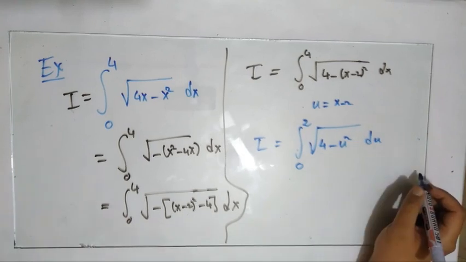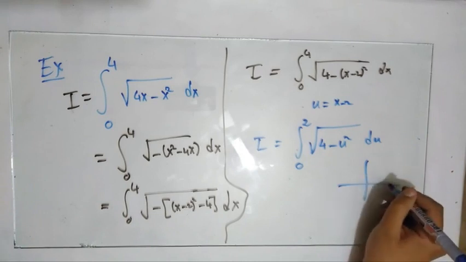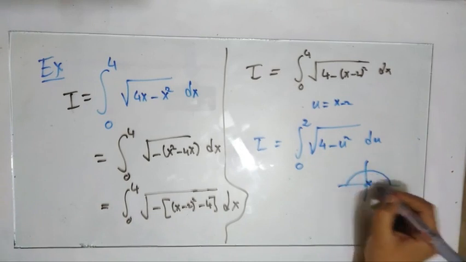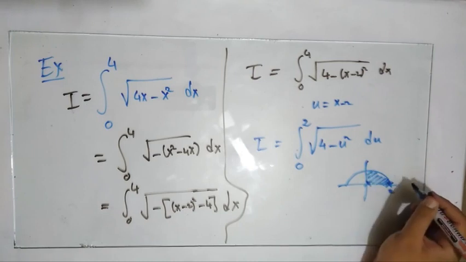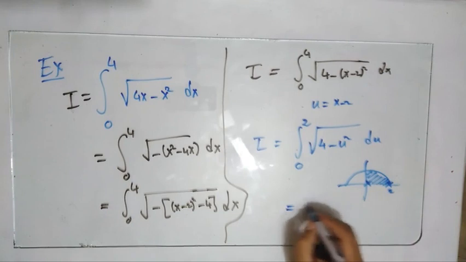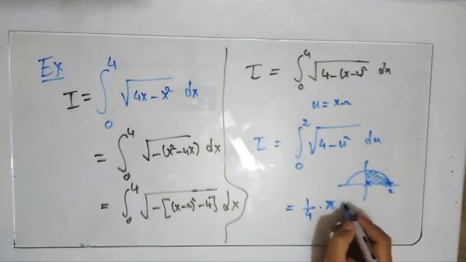So it will be the area of a quarter of a circle. If you graph it, you will have this semicircle, and then you're talking from 0 to 2. So you're talking about this area. Again, this area is going to be 1 over 4 times pi r squared, and r here is 2.